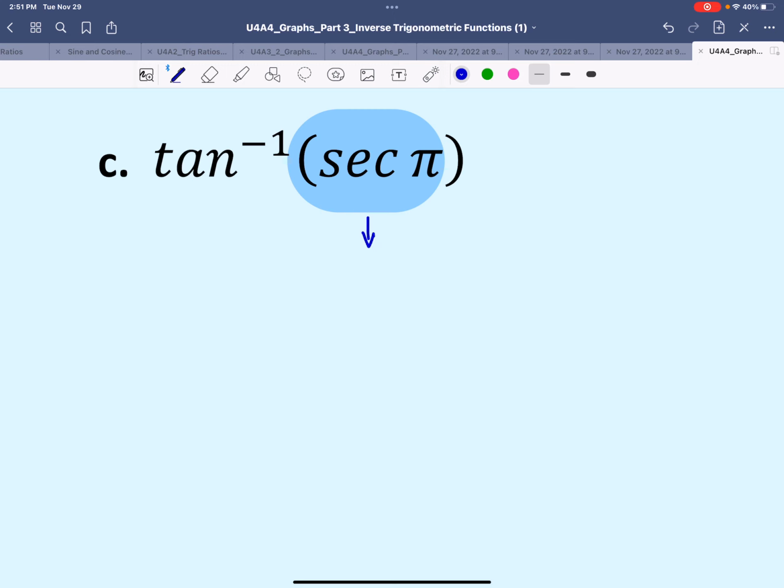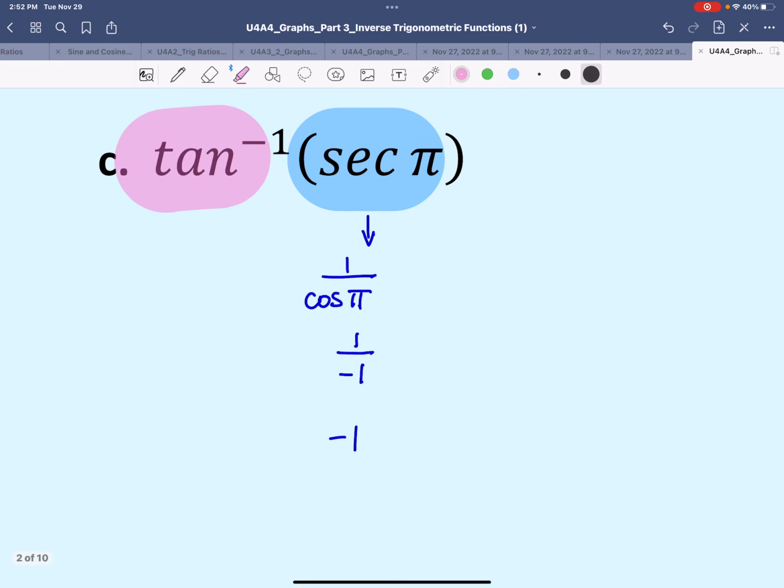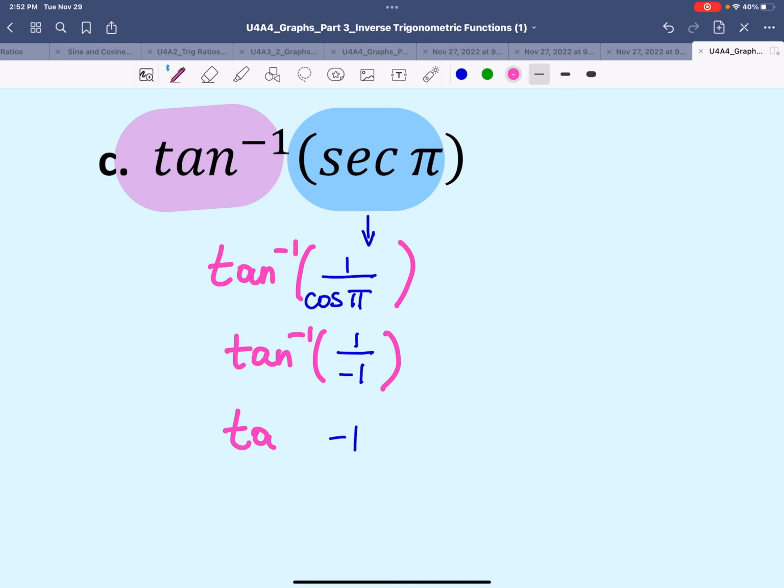Secant pi would be 1 over cosine pi. Now, cosine pi is -1, so that means we have 1 over -1, and 1 divided by -1 is simply -1. So remember that we are taking the inverse tan of it. So here we have inverse tan of 1 over cos pi. So that means inverse tan of 1 over negative 1, right?